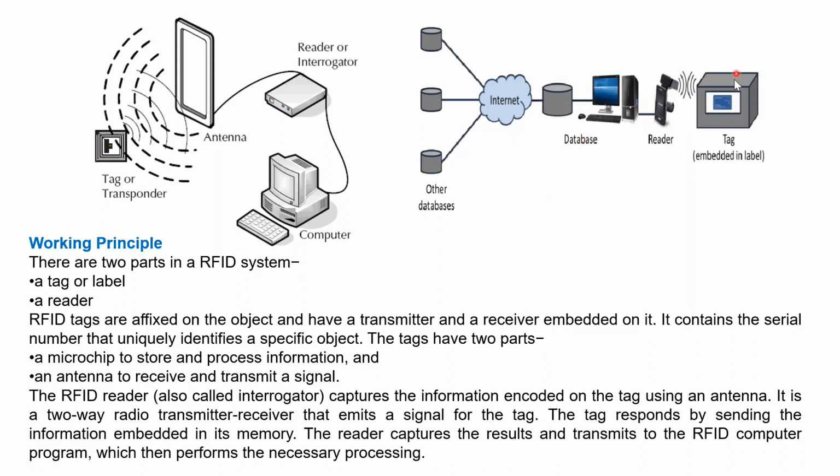Okay, so here you can observe the same thing. The object is shown over here, and this object is fixed with the tag. This tag is embedded in the label of the object. There is a reader, and this is connected to the database, or you can say some middleware of your RFID system, and this information is again connected to other databases through the network, basically through the internet. Okay, so this is what is present there.